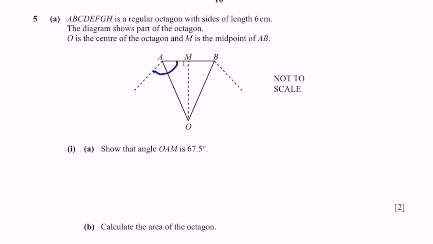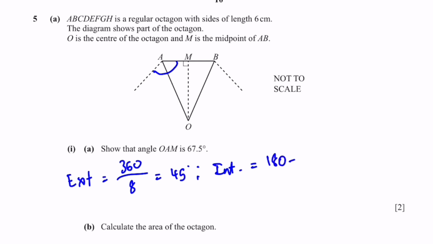The interior angle of the octagon, we can find by finding the exterior angle and then subtracting it from 180. First we find the exterior angle using 360 over n. In this case, n is the number of sides, which is 8. So you get 45 degrees, and that's the exterior angle. That means the interior angle will be equal to 180 minus 45, which is 135 degrees.